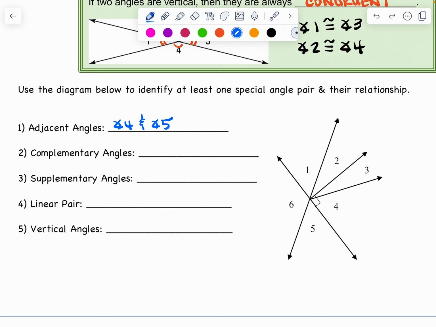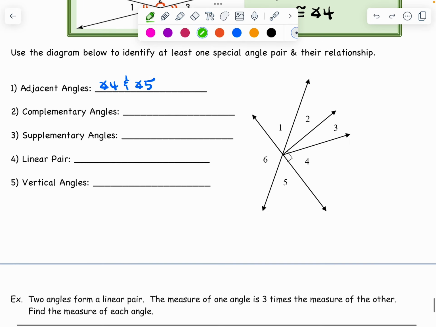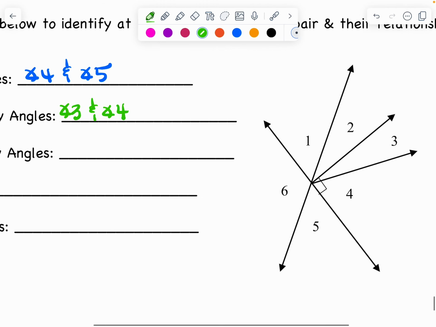All right, complementary angles. Well, complementary angles add up to 90, so I'm looking for that right angle box. There it is, right there. All right, so I got my right angle box, which tells me that angle 3 and angle 4 are complementary, which means they add up to 90. So the relationship, if I wanted to write an algebra equation, the measure of angle 3 plus the measure of angle 4 has to equal 90 degrees.